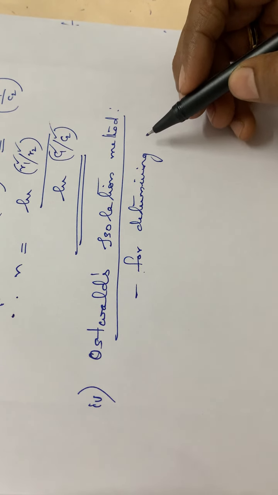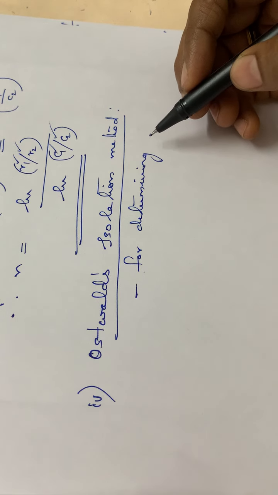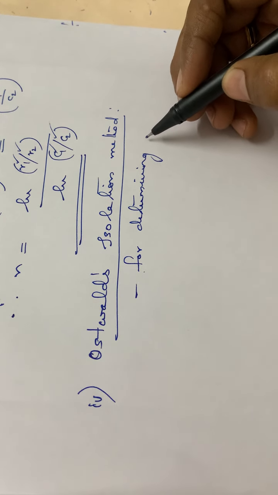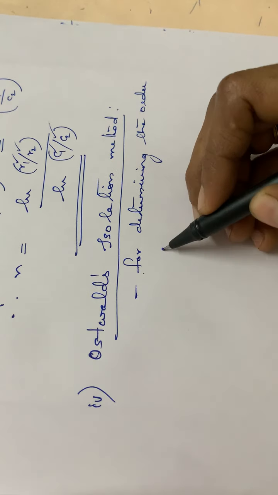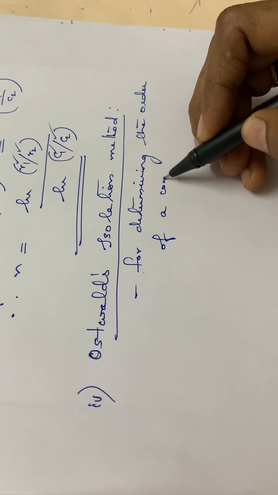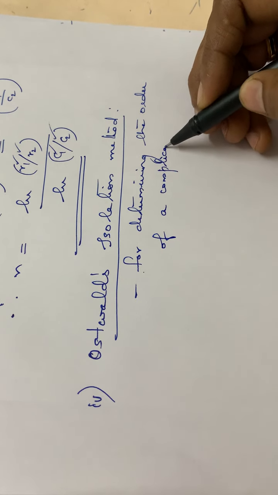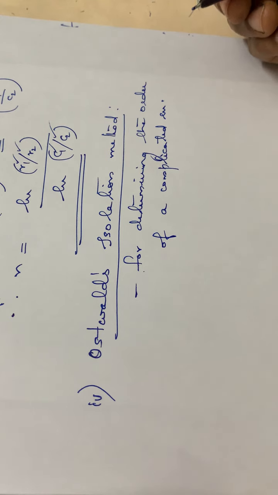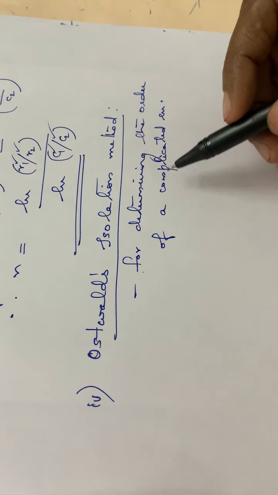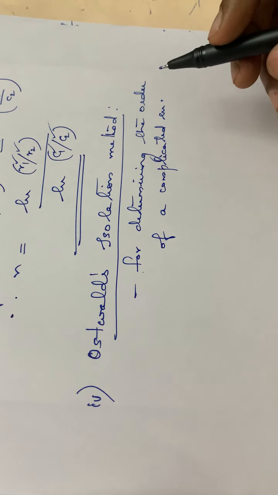Ostwald's isolation method is used for determining the order of a complicated reaction. Sorry for the disturbance here. So this Ostwald's isolation method is used for determining the order of a complicated reaction.